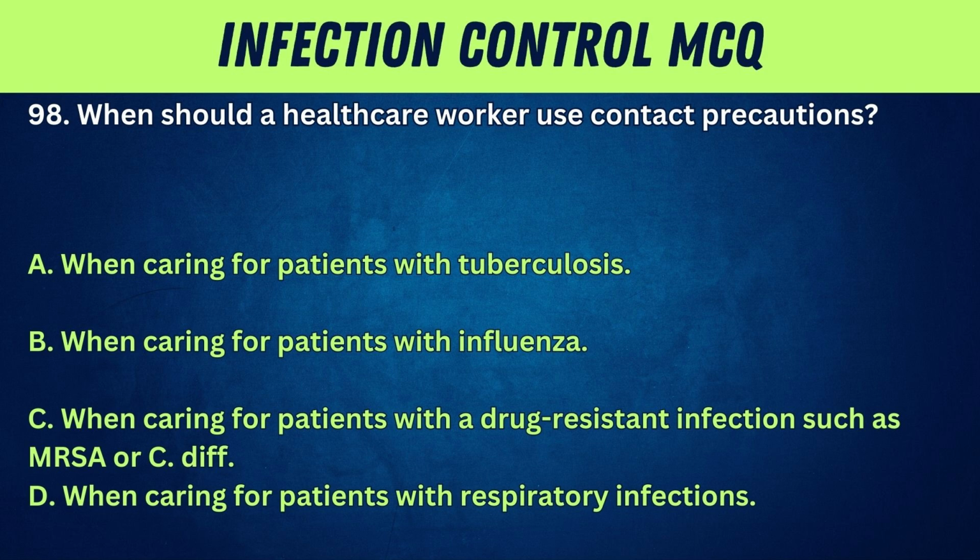98. When should a healthcare worker use contact precautions? A. When caring for patients with tuberculosis. B. When caring for patients with influenza. C. When caring for patients with a drug-resistant infection such as MRSA or C. diff. D. When caring for patients with respiratory infections.